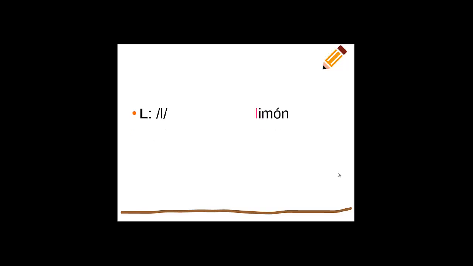L. L is very similar to English. The only difference is that you pronounce it backwards. Your tongue goes backwards, like in lemon. Can you feel it? But in Spanish, we say limón. Again, tip of the tongue on the alveolar ridge, the little mountain behind your teeth.